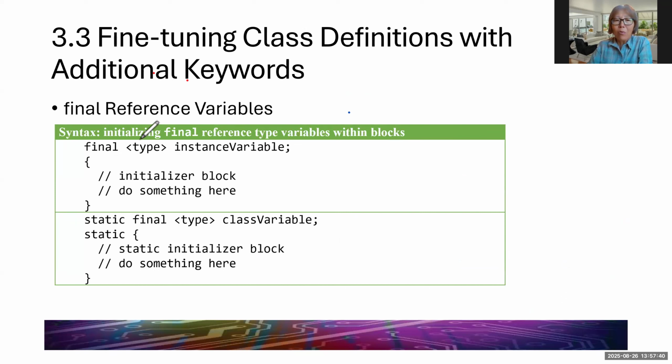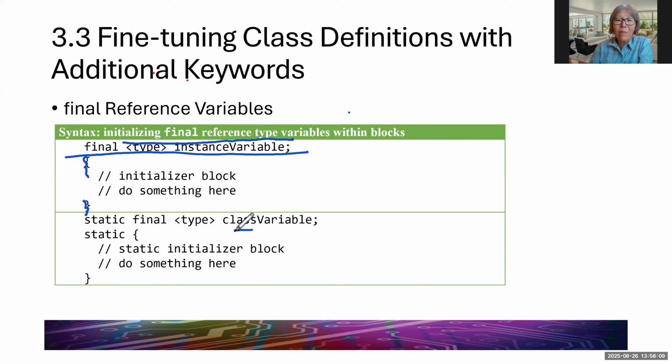And how do we initialize a final reference type? Okay, we can initialize it. If it is not static, then you can just finalize it. So here is a declaration of the final. Then you can just use a block of code to do the initialization. You can also initialize it in a constructor.